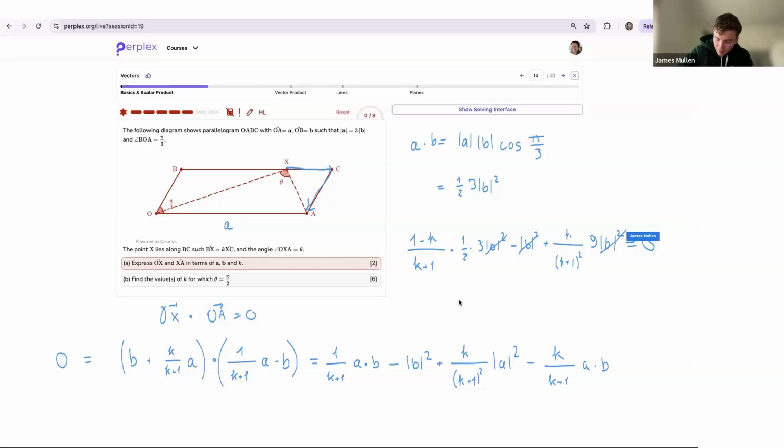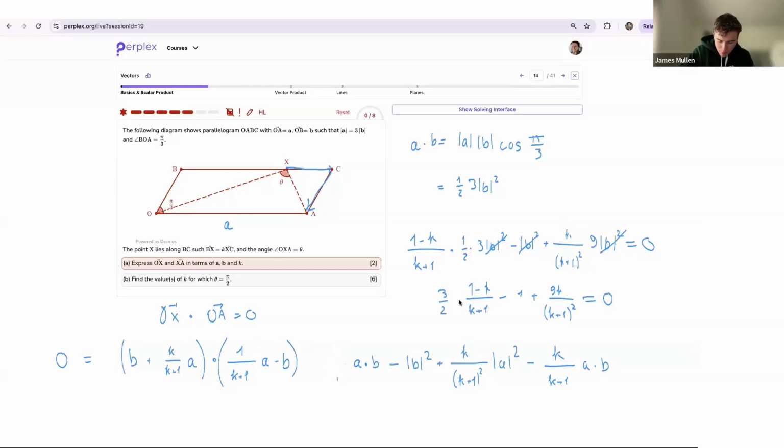And what am I going to be left with? I'm going to be left with 3 over 2 times 1 minus K over K plus 1, plus, and sorry, let's not forget this minus 1 here. This is going to be a minus 1. Even though I cancel it, there's still something there. Plus 9K over K plus 1 squared. And that's all equal to 0. Now we're getting pretty close to the answer because we just have this equation in terms of K.